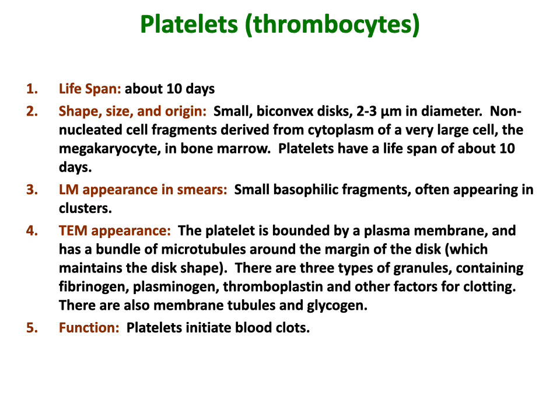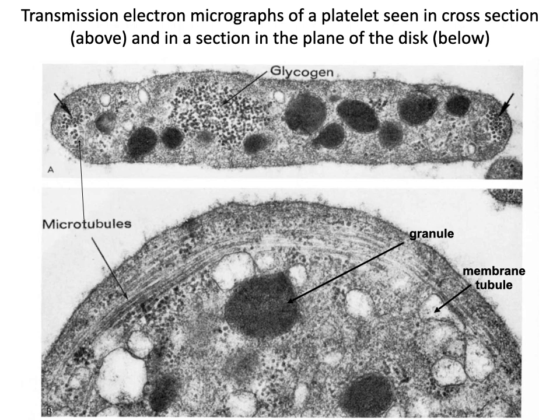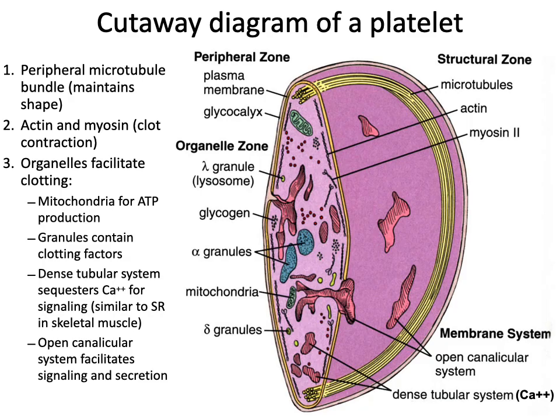Now, the main function of platelets is they form the primary plug to try to stop the bleeding. Okay? And this is what it looks like under the electron microscope. These are the different parts of the platelet. You have the microtubular bundle, which maintains the shape, actin and myosin, which, as we all know, are involved in contraction, and the usual organelles. Okay. Now, it is important to note that the platelets have a specialized endoplasmic reticulum, which is where calcium is sequestered, and this is known as the dense tubular system. Okay.